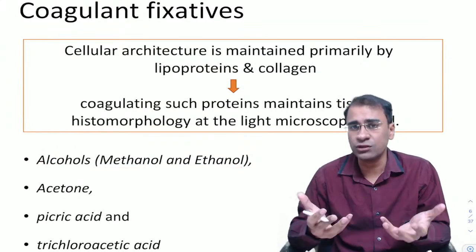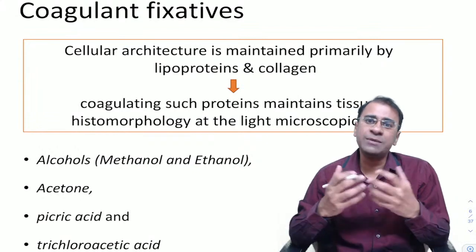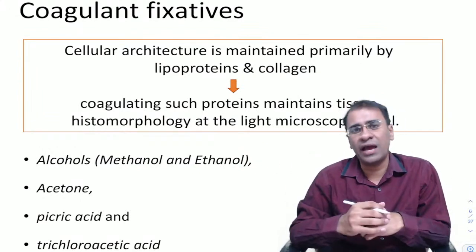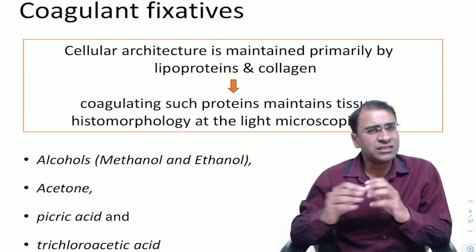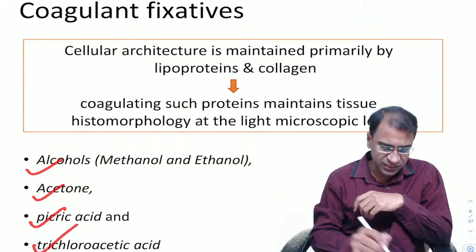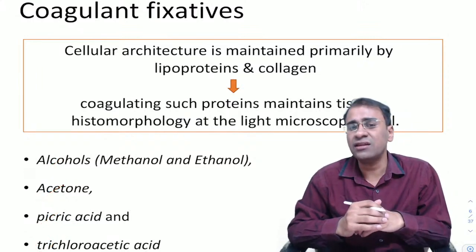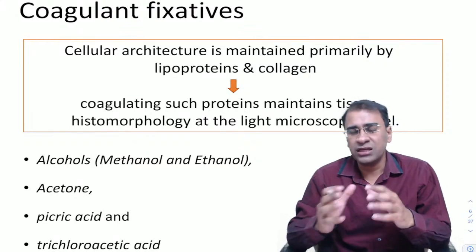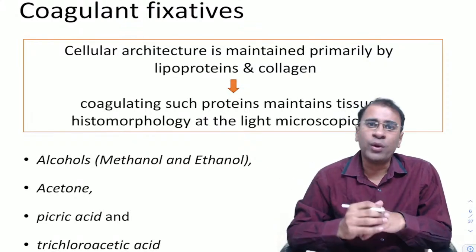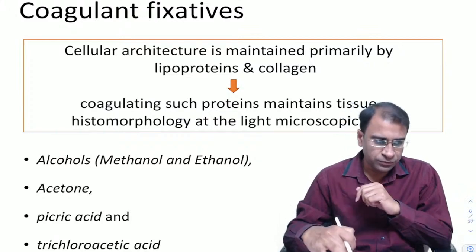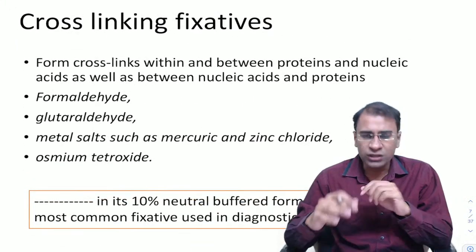Most of the smears also, like before we do Giemsa staining in hematology, we often use methanol as a fixative. Ethanol is a very commonly used fixative again. Acetone, picric acid, and trichloroacetic acid are the other fixatives which work by coagulating the proteins. When you coagulate the proteins, the protein will not degrade further when you process the tissue for further tissue processing. Now, see, there's something called cross-linking fixation.